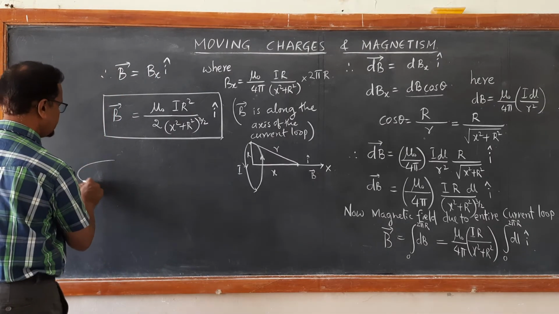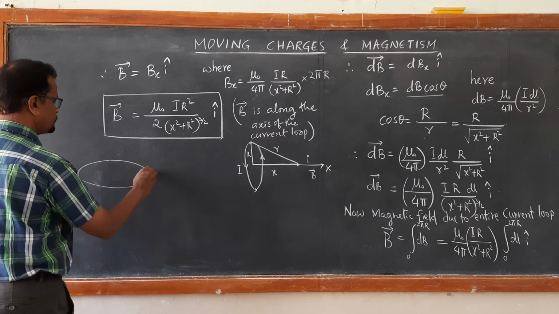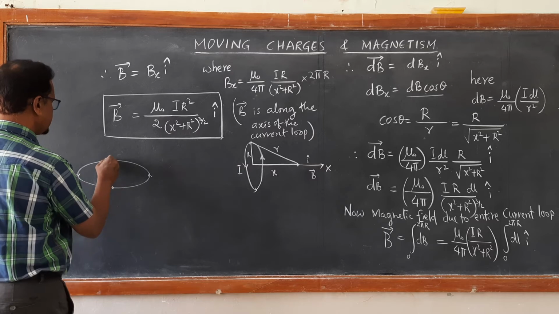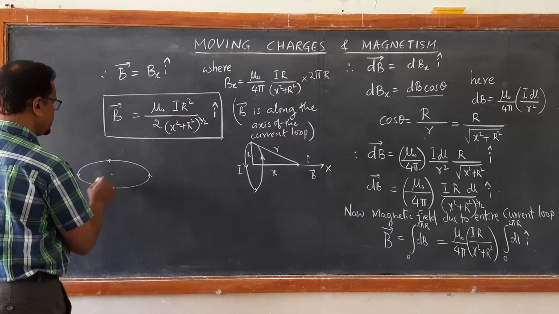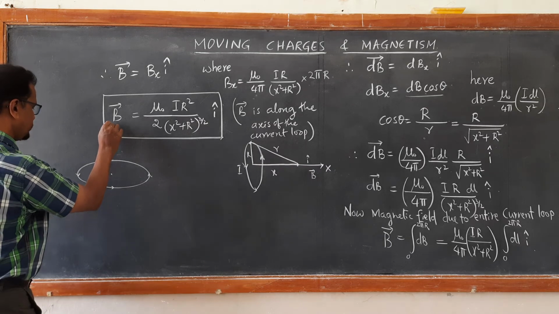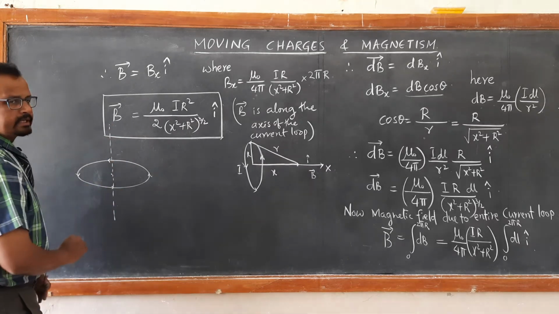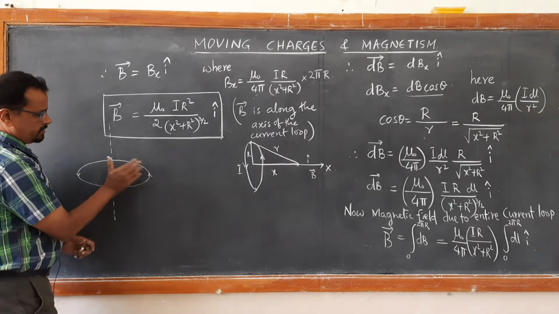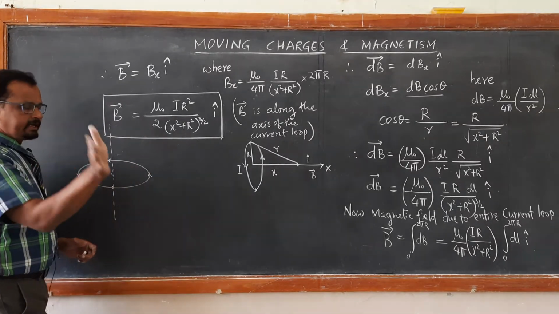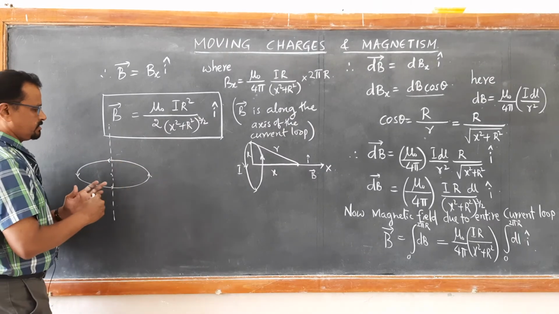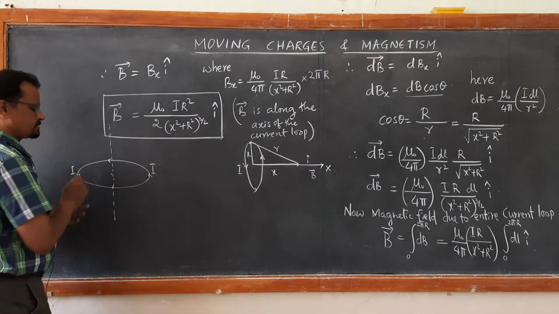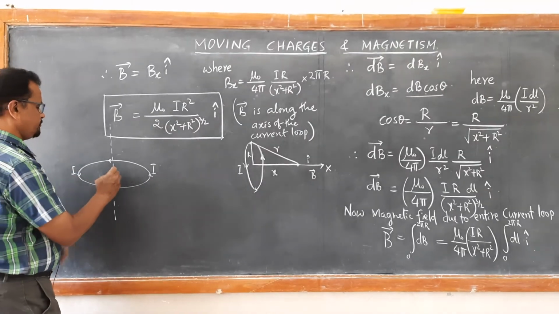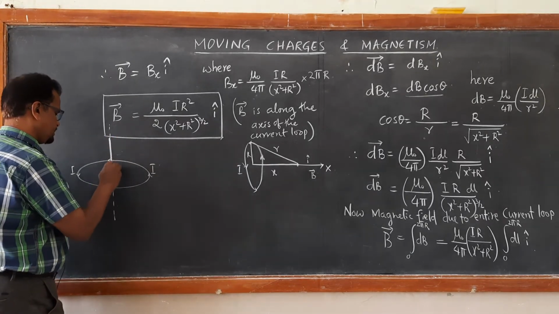Suppose I am drawing the circular loop in this way, in the anticlockwise sense. Then the magnetic field at the center will be along the axis. Is it upward or downward? That is the question. So, curl all the 4 fingers of your right hand, and that gives you the direction of current along the anticlockwise sense. See the thumb. The thumb gives you the direction of magnetic field.